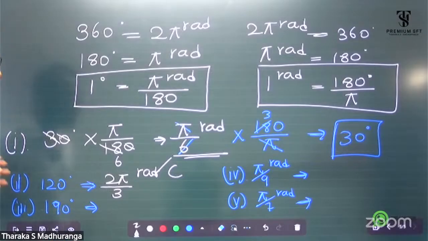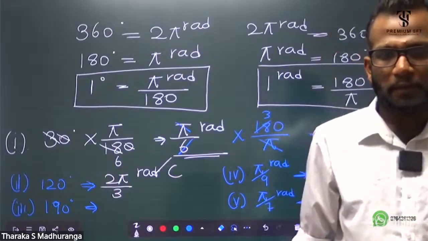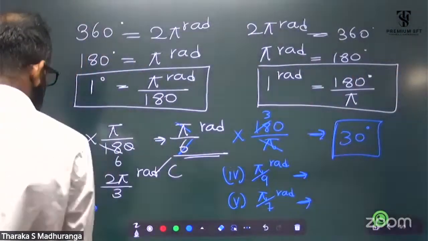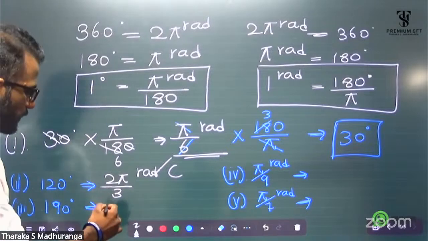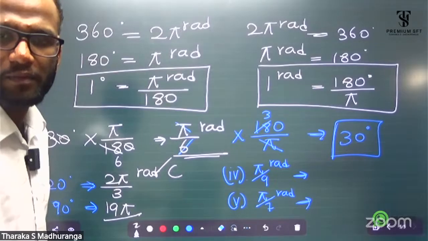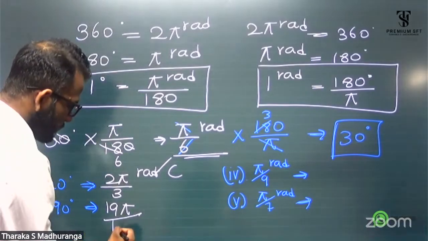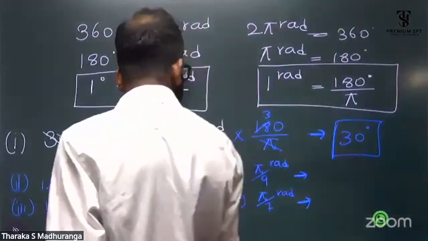190 degrees, convert into radian. Fatima, third one. 19π/18, right? Yes, 19π/18 radian. Then π/9 radian.